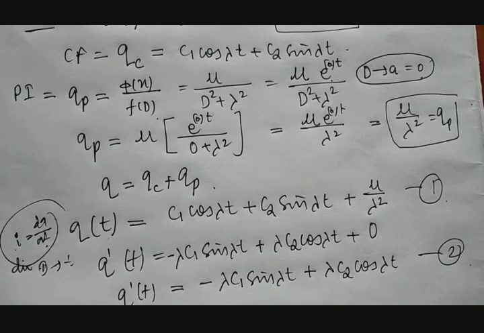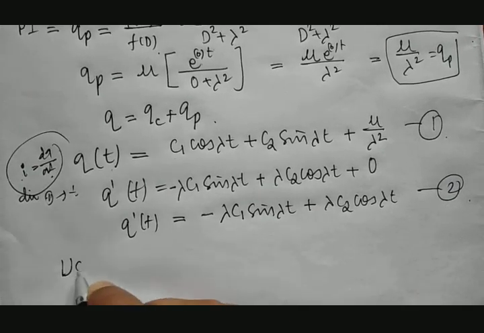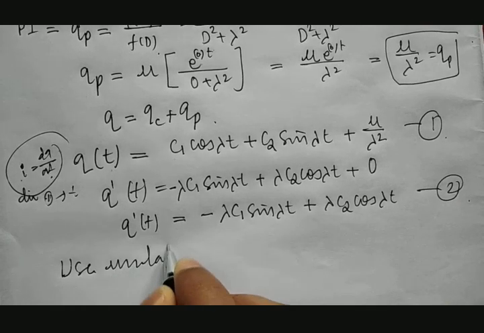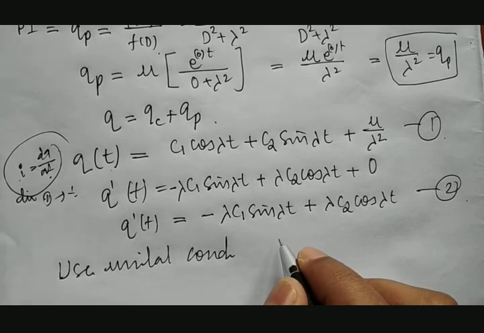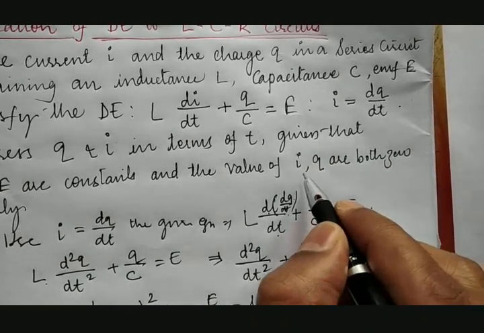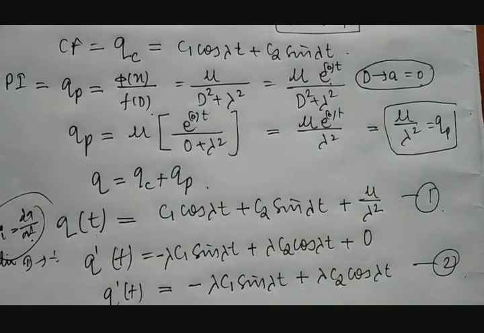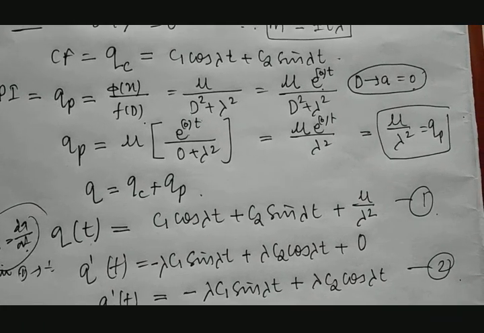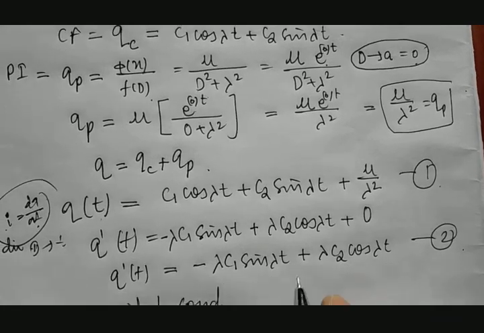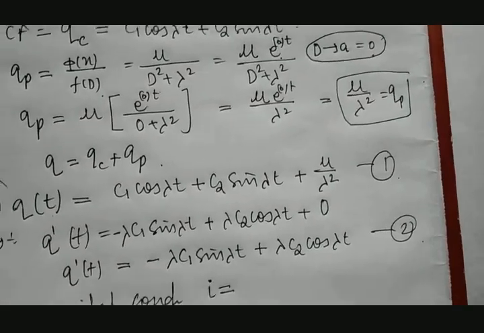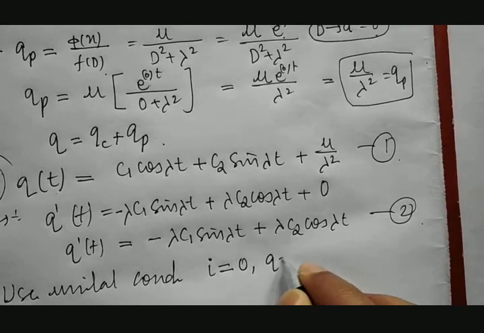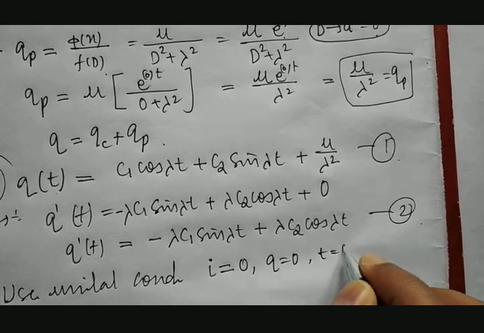We got equation number 1 and equation number 2. So let us use the initial conditions in equation number 1 and 2. What are those initial conditions given? Here the initial conditions given are I and Q. So I and Q are 0 initially. Means what? I is equal to 0, Q is equal to 0. Initially means t is equal to 0.